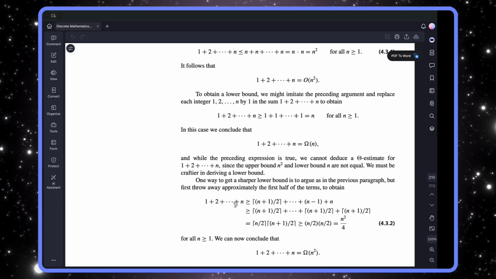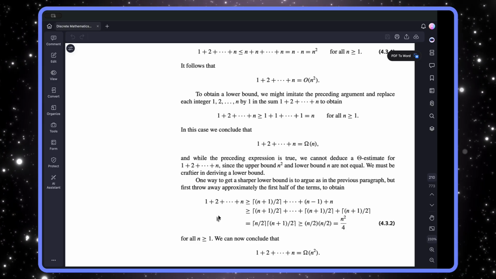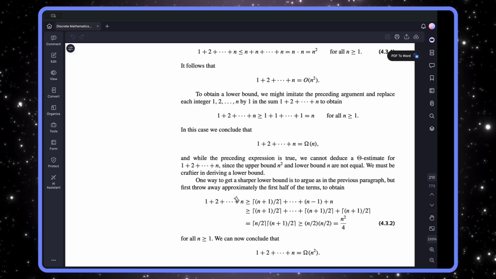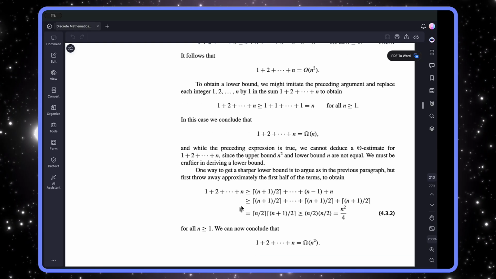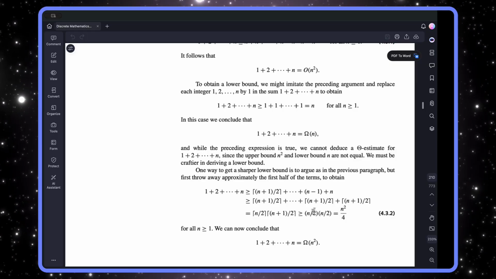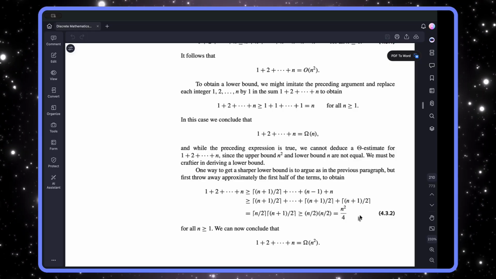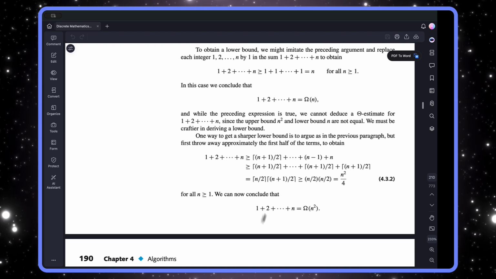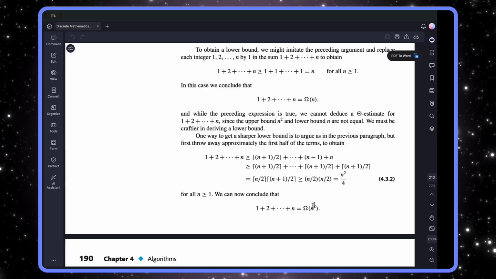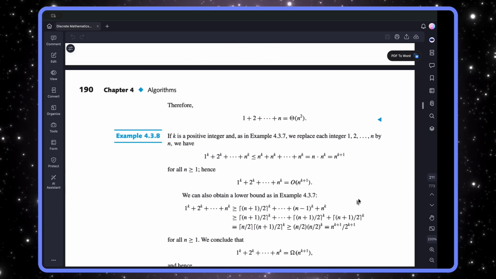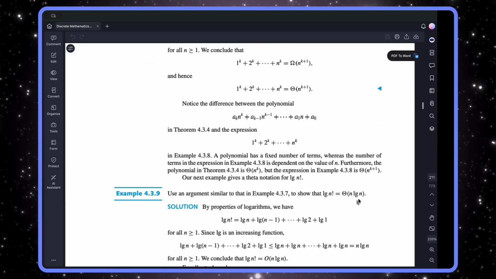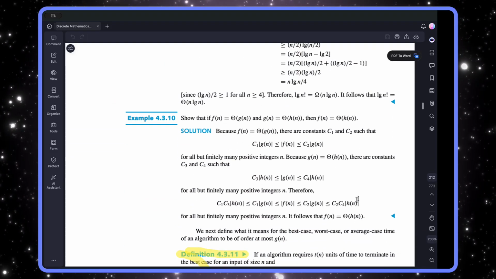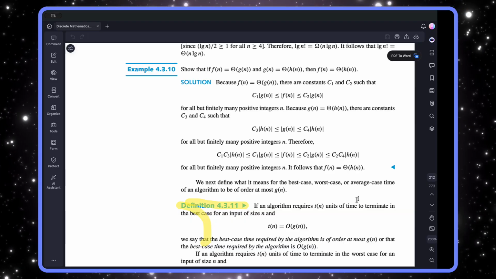The way you do that is you essentially do what they're saying. You take the first half of the terms to obtain this following thing. Then this thing is greater than or equal to n squared over 4. You can look at that, and that's how we can conclude that the sum 1 through n grows like n squared. That's the type of calculation that you will need to do at times when dealing with algorithms.